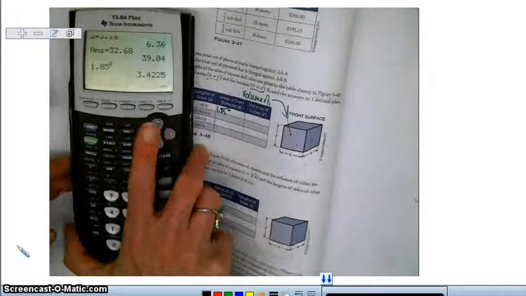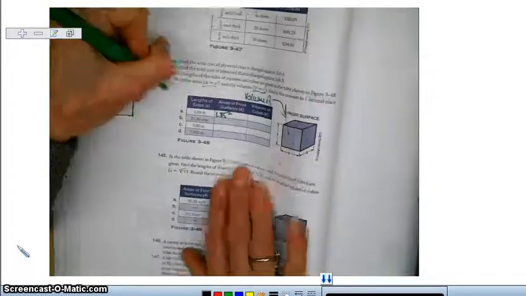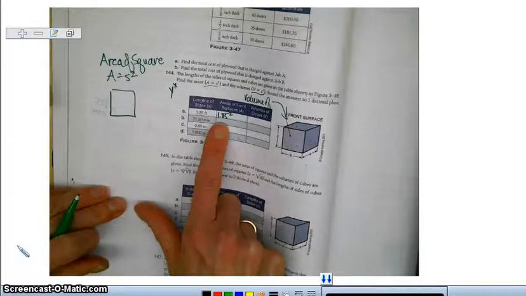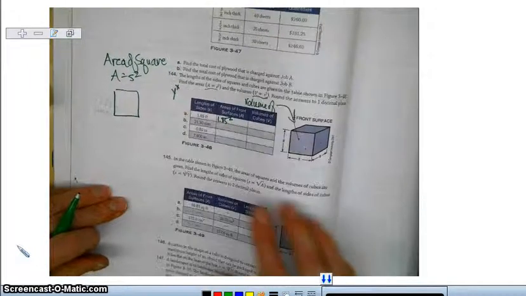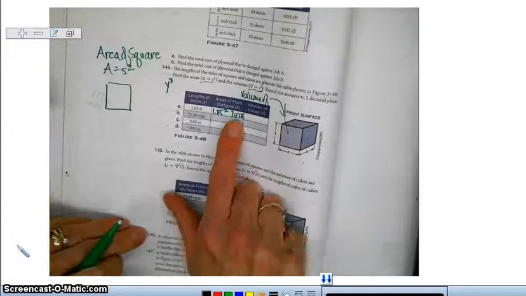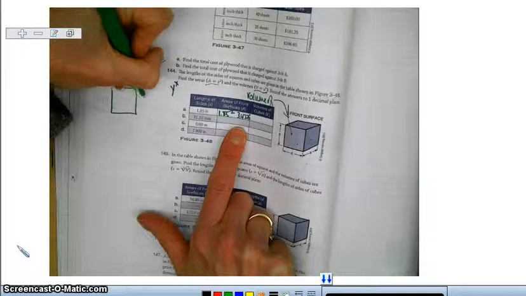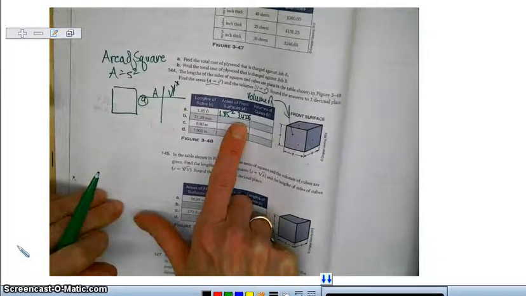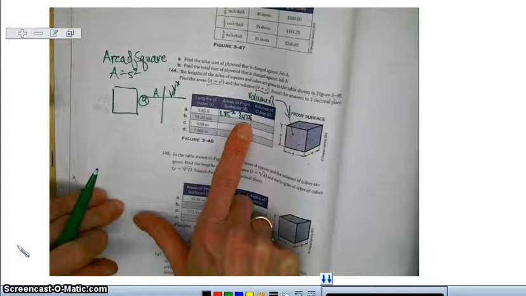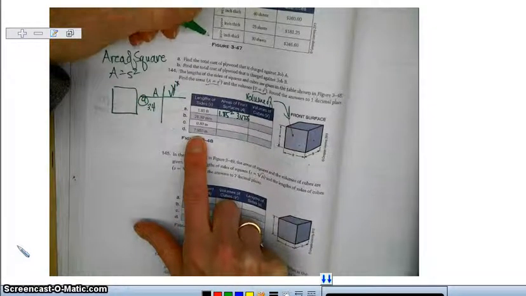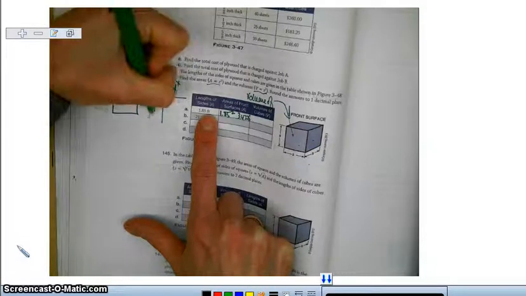And some of you have a button that looks like y to the x. So then you'd hit 1.85 and then that button and then 2. So you should get 3.4225. It says round to 1 decimal place. So for part A, the area would round to 3.4, because you look at the number next to the 4, it's 2, so it stays 4. So 3.4, and the label on that, since this is in feet, would be feet squared.